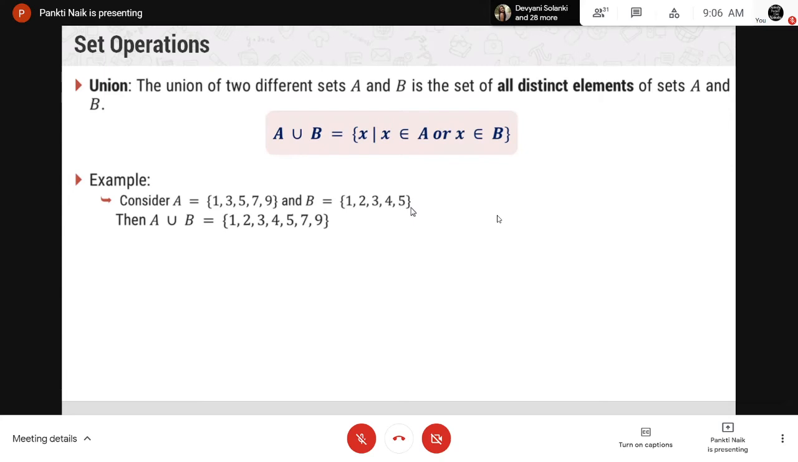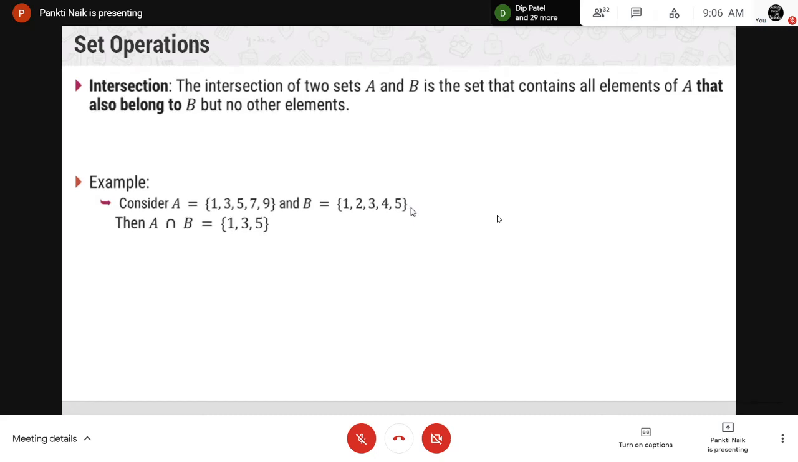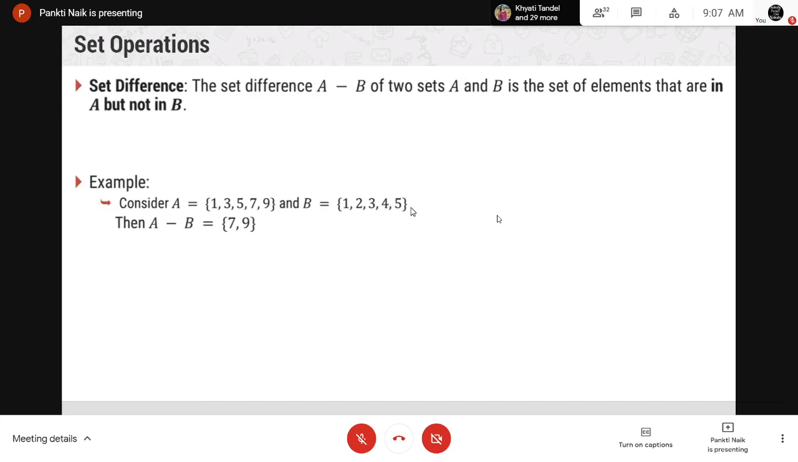A na member છે or B na member છે, right? So that will become the union of their two sets, right? Then intersection. Intersection means જે A ના પણ member છે અને B ના પણ member છે. A ના member છે પણ B ના member નથી, so that is not part of the A intersection B, right? So this is A intersection B, right?